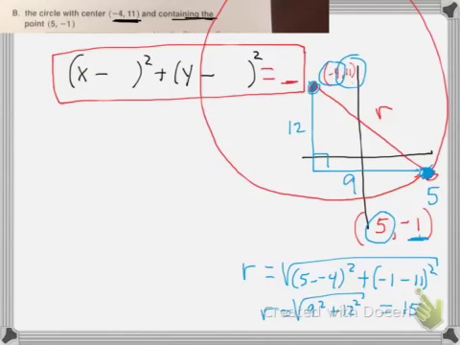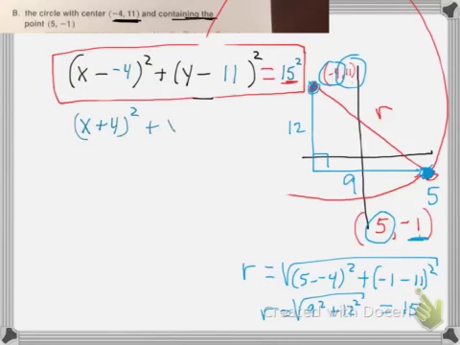So let's go back up to the original template. I'm going to erase this little line here. It's kind of in the way. And we're going to go ahead and put our information in there. So we have a center at negative 4, 11. So I'm going to make that negative 4 and this 11. My radius we found out was 15, so I'm going to write 15 squared. My final answer is x plus 4 quantity squared plus y minus 11 quantity squared, all equal to 225, because you have to remember to square that 15. And that's the answer.